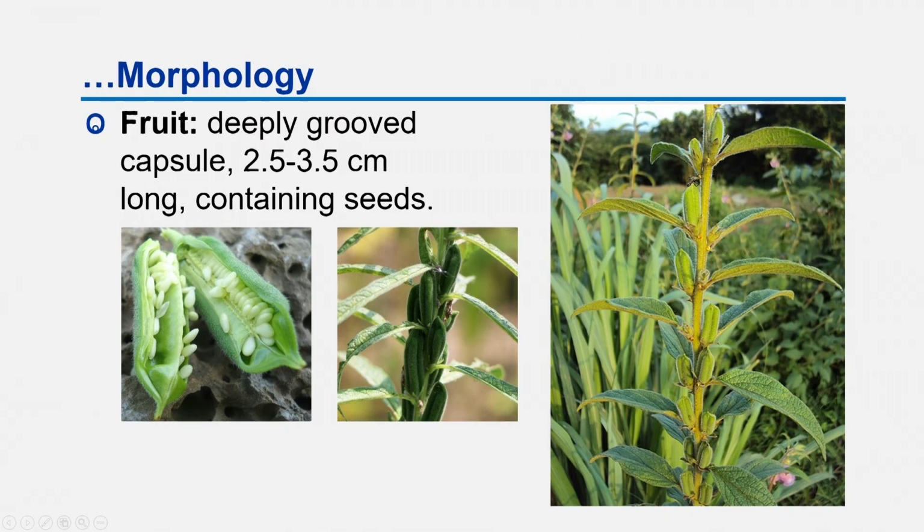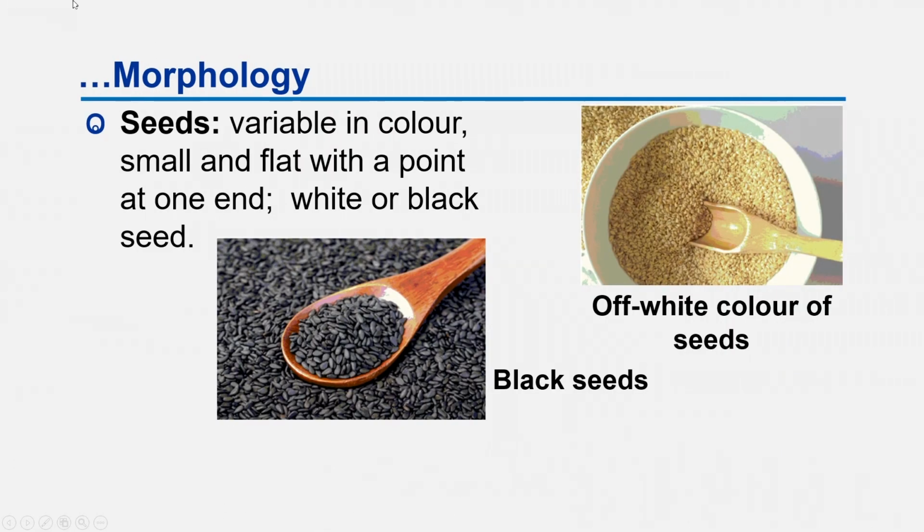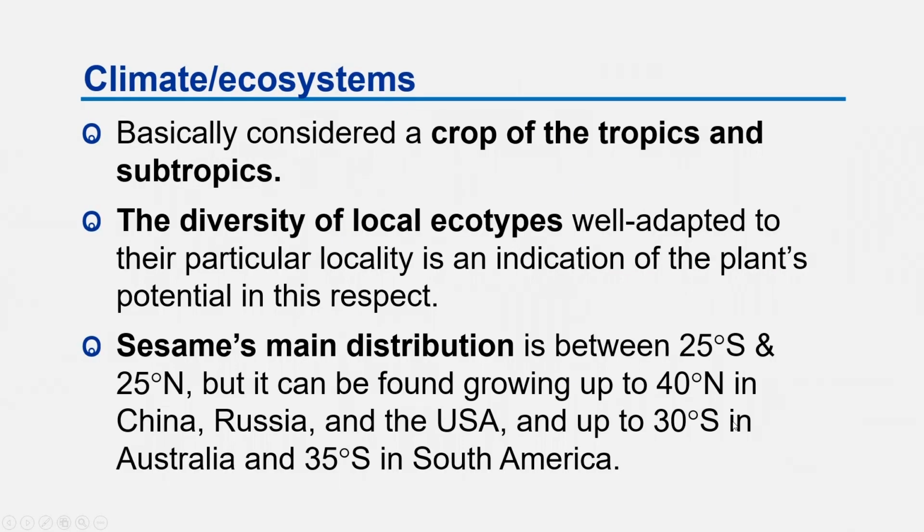Now let us see the seeds, variable in color, small and flat with a point at one end, white or black. They are normally white or black. So you can see the picture of black seeds of sesame or til and off-white color of the seeds.